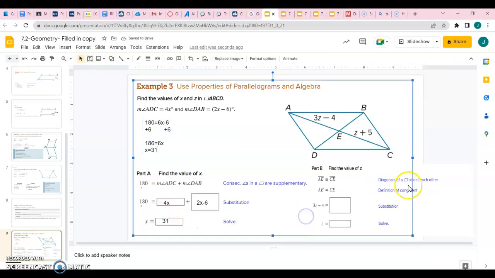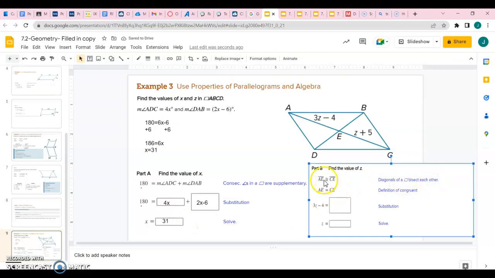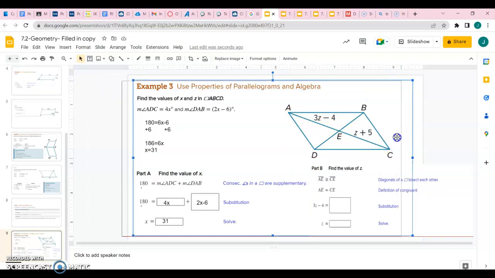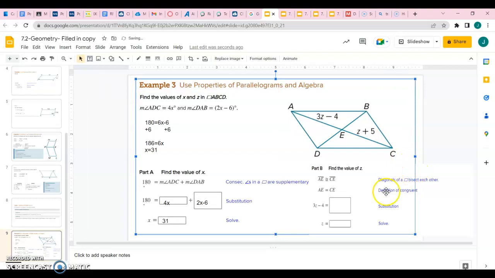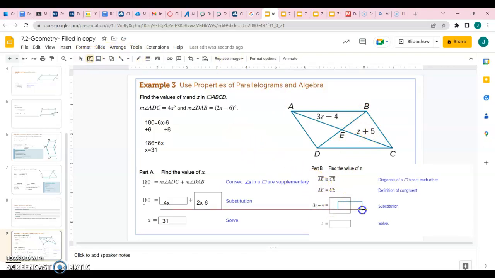And now I'm going to solve for z over here. So my AE is equal to CE. So these are equal. And that tells me that my diagonals bisect each other, so my sides are going to be equal. So AE is equal to CE, that's the definition of congruent. So 3z minus 4 is going to equal my other side, which will be z plus 5.